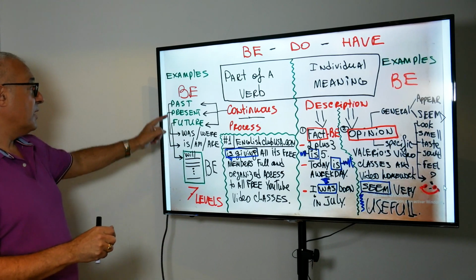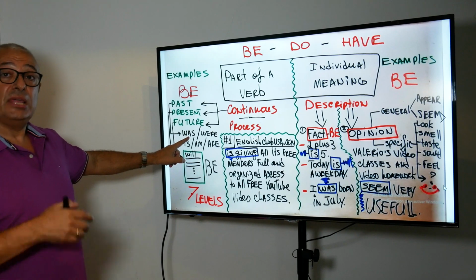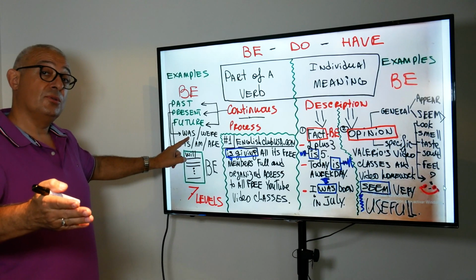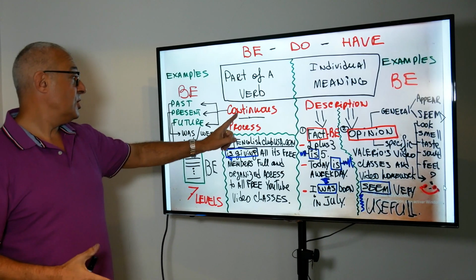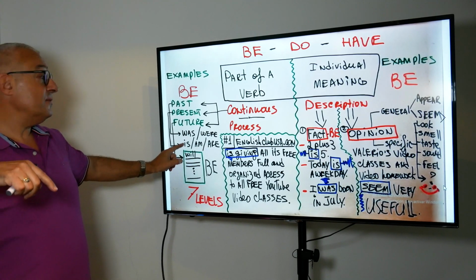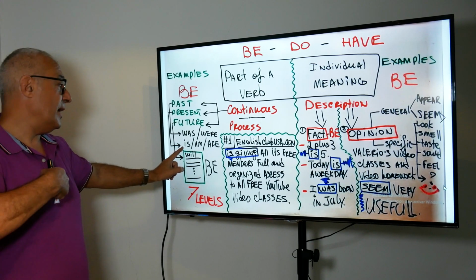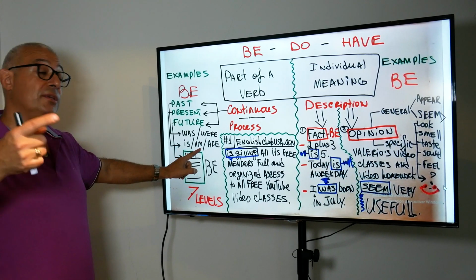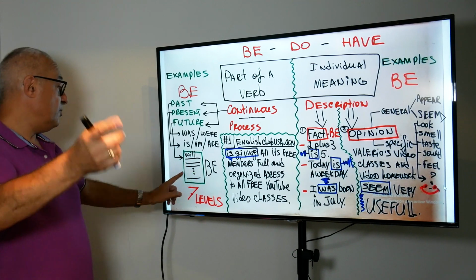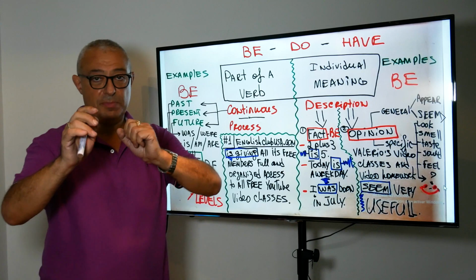For example, in the past, if we're talking about a single person, then I was, he was, she was. If I'm talking about the present, then he is, I am, and we are. And we're talking about the future. Future is a special video.